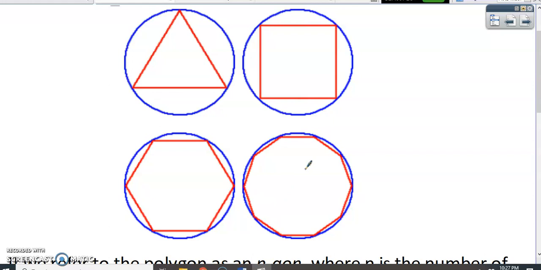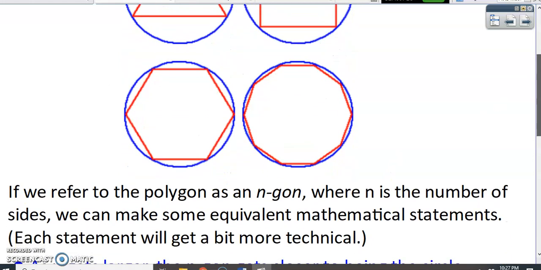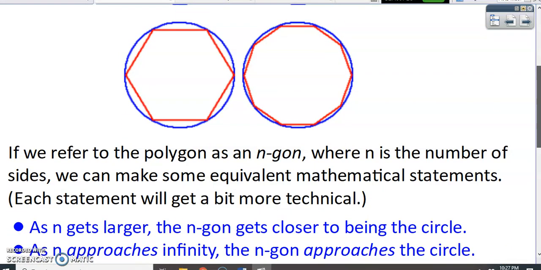So if we take this, it is a decagon. I had to count, sorry. If we take this decagon and then we make 20 sides, how much closer would it be to the circle? If we took it to 100 sides. So this says if we talk about the polygon as an n-gon, as n gets larger, it gets closer to being a circle. So if we have a figure with 1,000 sides, picture how close to being a circle would it be? Now, would that polygon actually ever turn into a circle? No, it would not. But would it be so close that it was pretty much a circle? Yes.